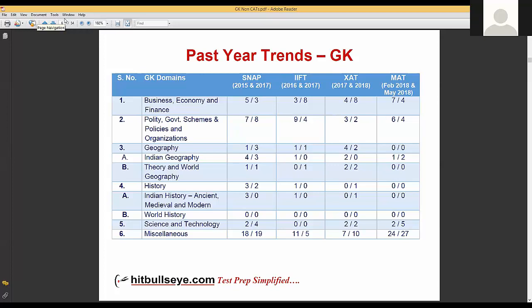I'll give you 30-40 seconds. Just go through this table. Can you discern any trends from this? Just try and absorb whatever you see. Yes, just try and make sense of whatever you see.